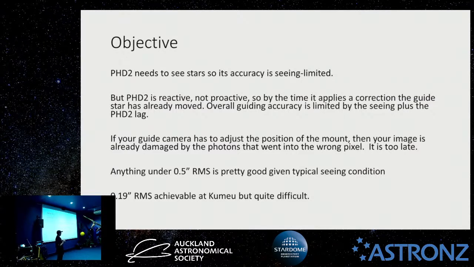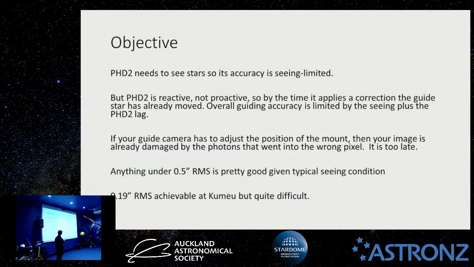A disadvantage of it is it's reactive rather than proactive. So it waits until the star's moved off course before applying a correction. And so the problem with that is it's moved off course, so some of your photons already are on the wrong pixel in your camera, and then it puts it back on course. So it's not perfect. It can't create a perfect image. But for the technology we've got, it's the best that we can do.